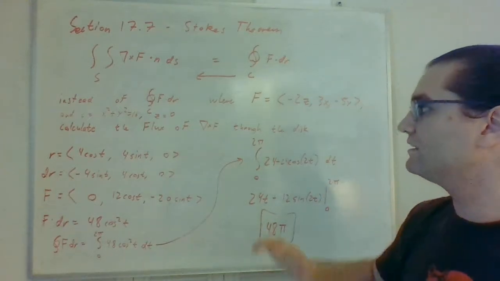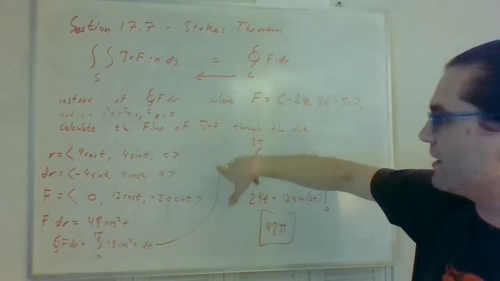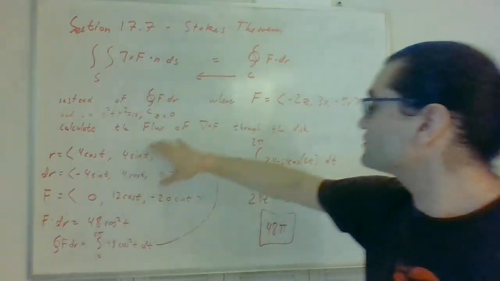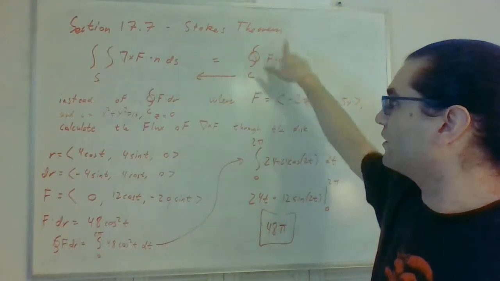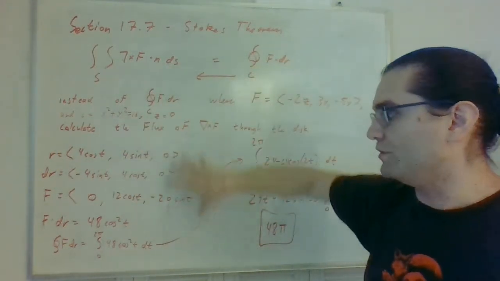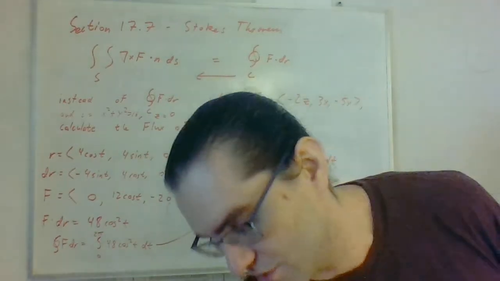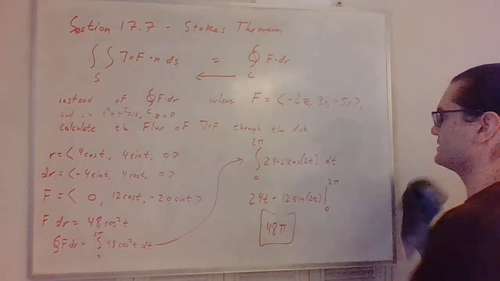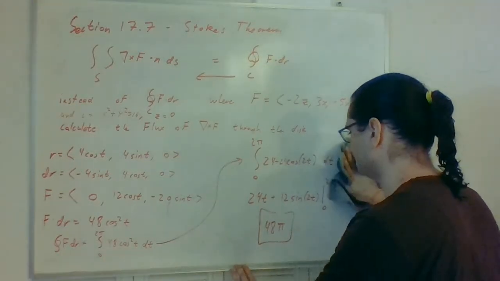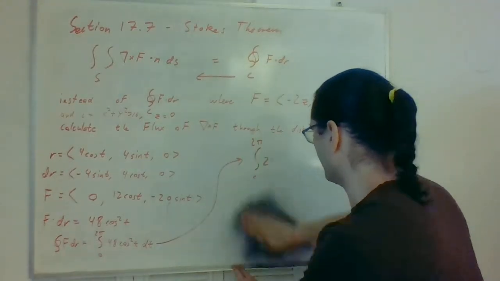Let's see if this looks any better when, instead of doing the circulation line integral around the edge of this circle, we do the flux through the surface of the disk. So let's see if we can make this better than it was. And we're looking for 48 pi as our final answer.